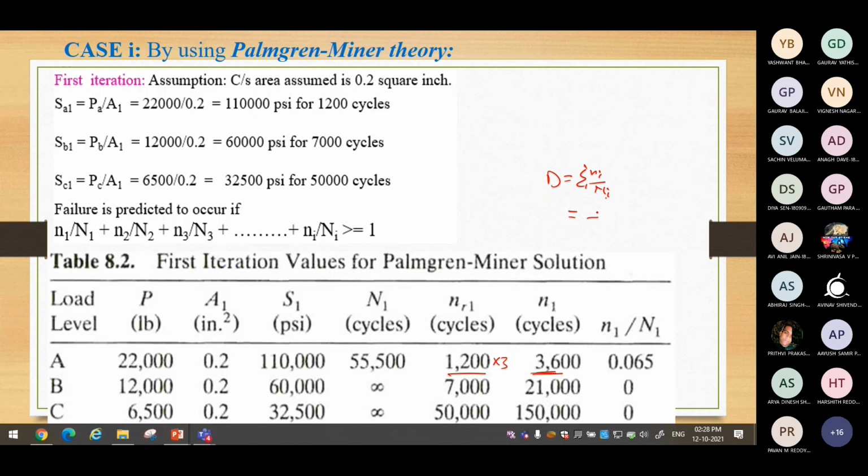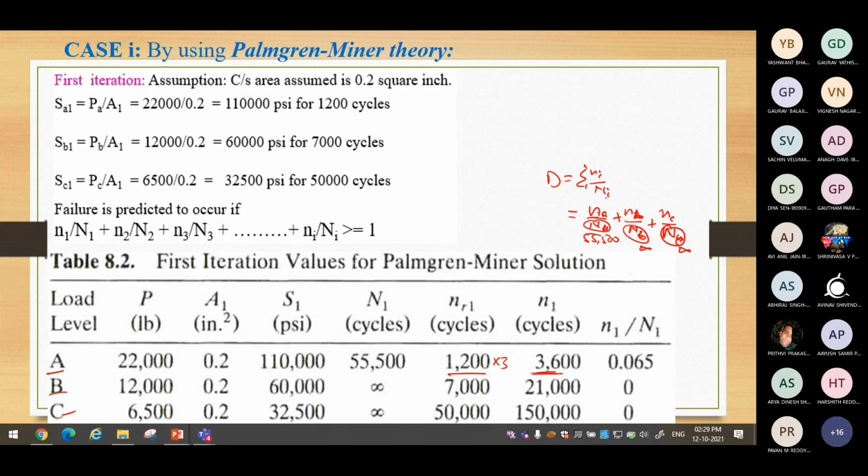So we have N1 by capital N1 plus N2 by capital N2, or we can write A, B, C also. You write either A, B, C, left to you, or you want to give numbers or notations, but follow any one thing, notation or number, and understand its meaning. Now what is your capital NC here? This is infinite. This capital NB is also infinite. Only this is 55,500.